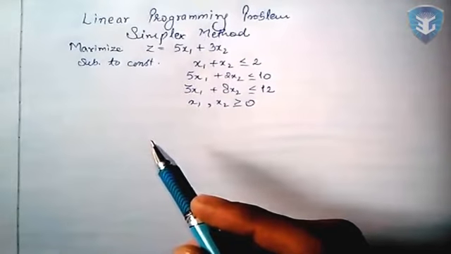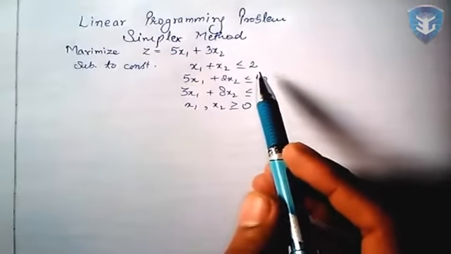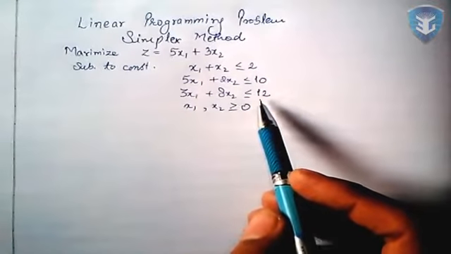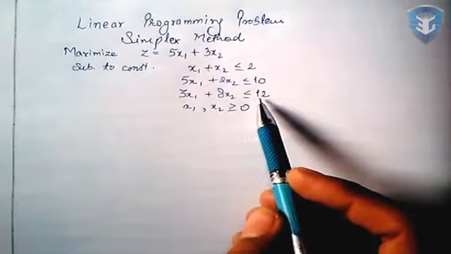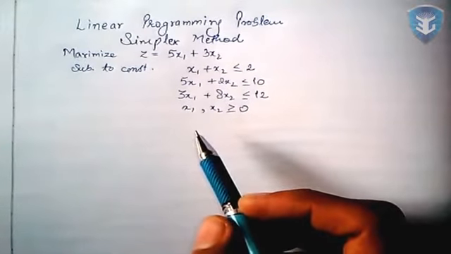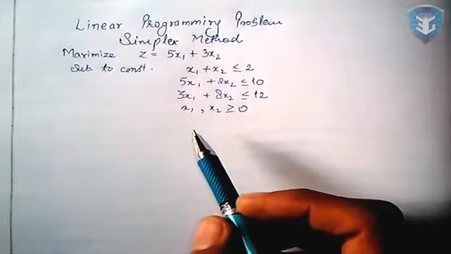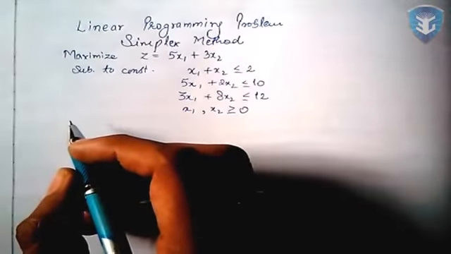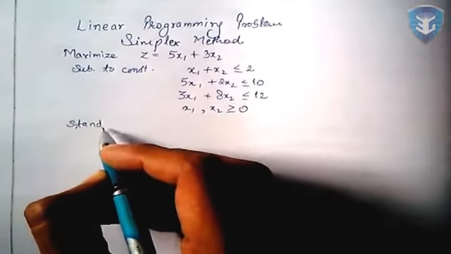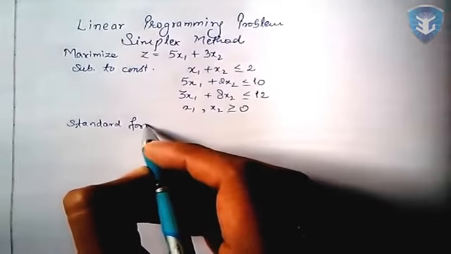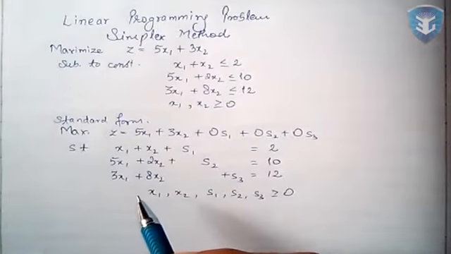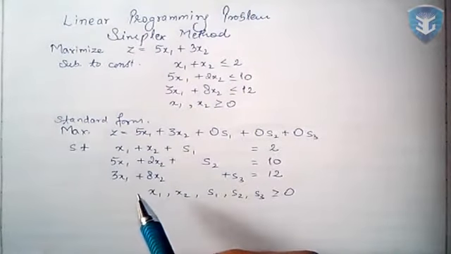First of all, we need to make sure that all the bi's, that are the values on the right hand side of the constraints, are positive. If they are not positive, then make them positive by multiplying these inequalities by -1. Then we need to convert this linear programming problem into its standard form by adding slack and surplus variables in the constraints. This is the standard form of a linear programming problem.